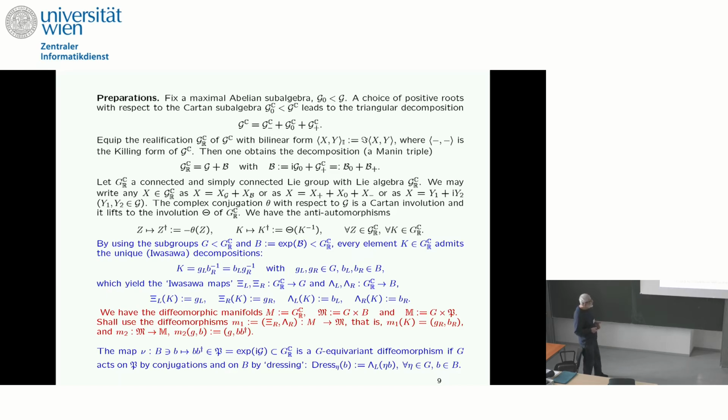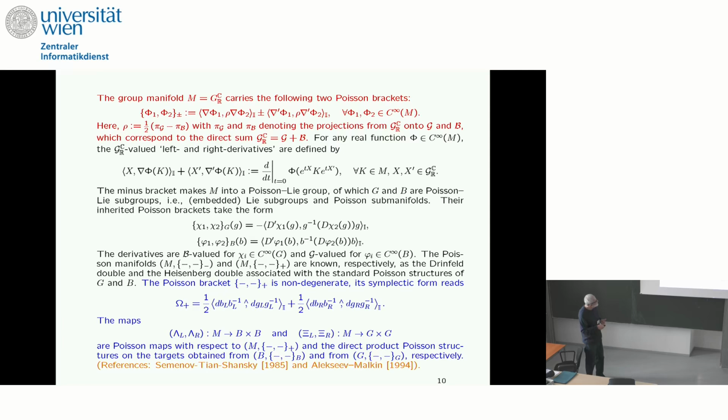Sometimes the so-called dressing action of the group G on the group B comes up, and this dressing action is obtained in such a way that you multiply the element from the group B by the compact group element eta, and then you take its Iwasawa B component from the left, and this gives you an action of the compact Lie group on this Borel group. Okay, so now on the phase space, the complex Lie group regarded as a real Lie group, we have two Poisson structures, which I have written here. So what is this notation here?